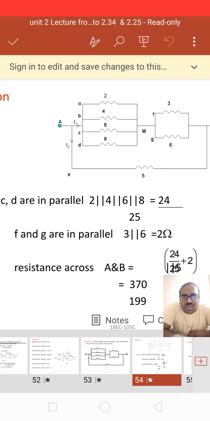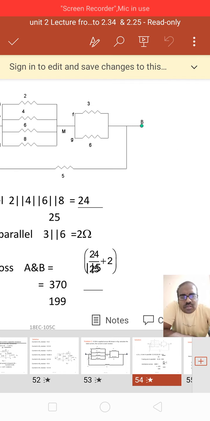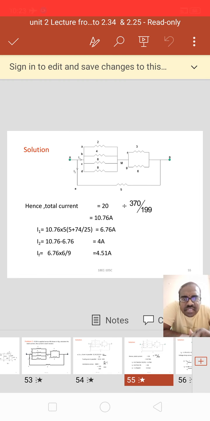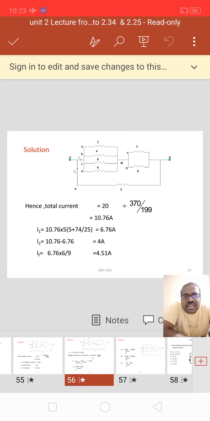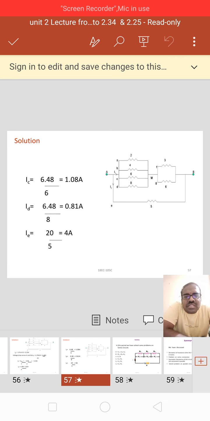For resistance across A and B, we get the value 370 by 199. For total current, we can find out the total resistance, total current flowing in the circuit, 20 into 199 by 370, that is 10.76. By doing this simple calculation, we get the value of each of these quantities.